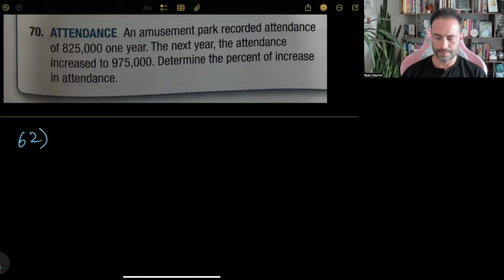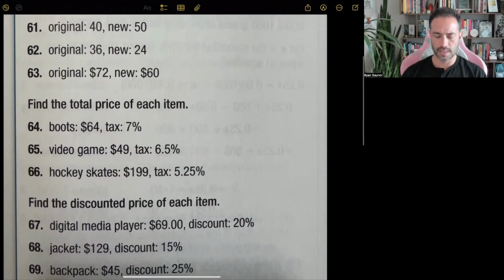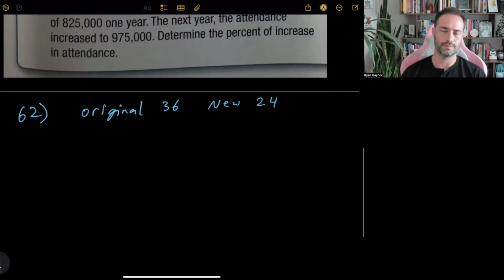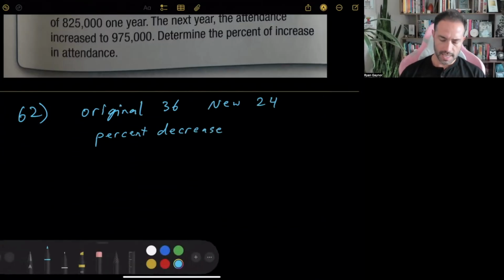Number 62. So the original is 36 and the new is 24. All right, so we're going from 36 down to 24. So this is a decrease, right? So percent decrease. And now we need to actually find the percent of change.